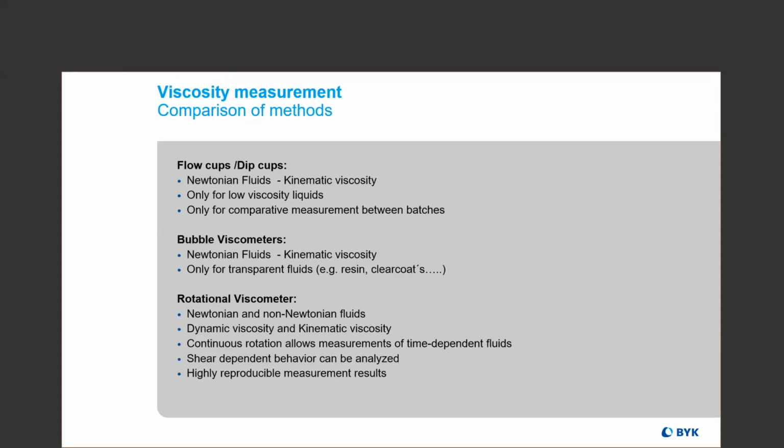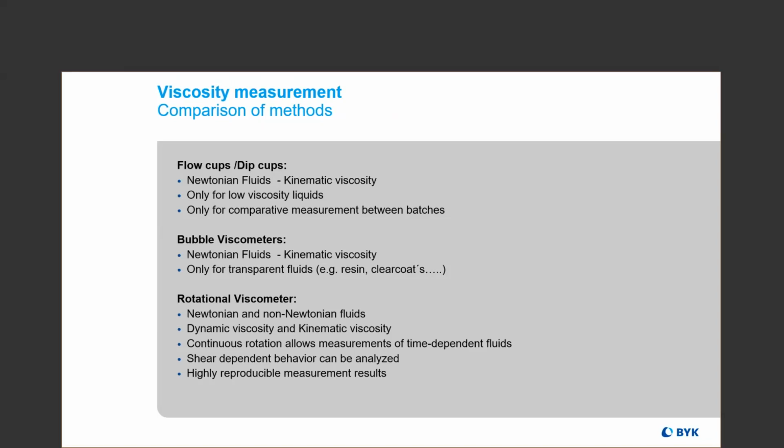And then we have our rotational viscometers, which come in several different varieties. These are the much more versatile and much more precise viscosity measurements. They can measure both Newtonian and non-Newtonian fluids. They can measure dynamic viscosity, and if you know the density of your liquid, you can input that into the viscometer, and it will also tell you the kinematic viscosity.